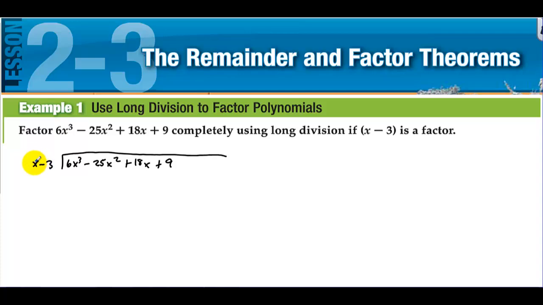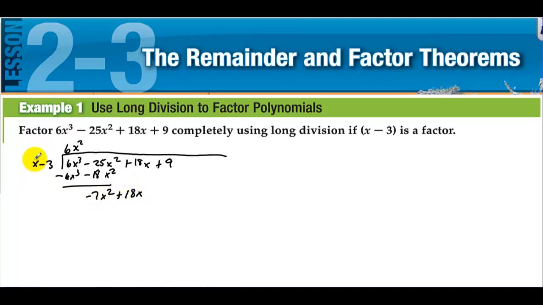Now, what do we have to multiply x times to get x to the third? Well, x squared, but when we multiply, we want this to match. So we're going to have to multiply by 6x squared. Now, 6x squared times x is 6x to the third, and then we just keep multiplying. So then we have minus 18x squared, and with long division we always subtract. So negative 25 minus negative 18 is going to be negative 7x squared, and then let's bring down the next one.